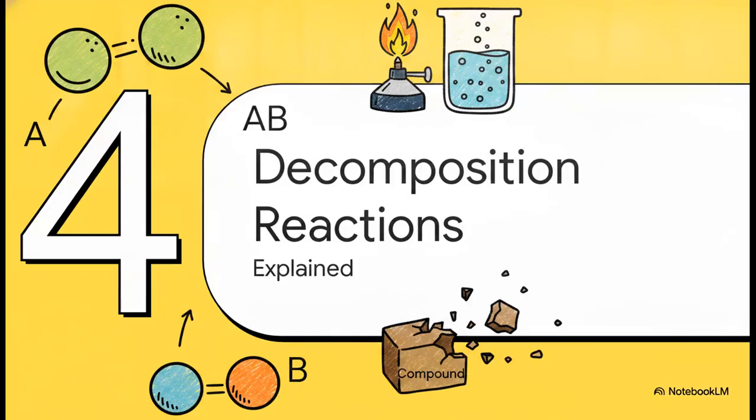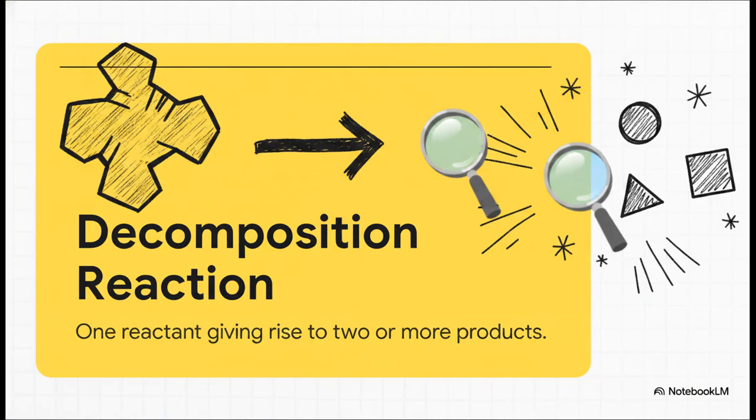And finally, Section 4, Decomposition Reactions Explained. So if combination is bringing things together, what do you think decomposition is? Let's formally define it. A decomposition reaction is the reaction in which there is only one reactant giving rise to 2 or more products. It is the literal breaking down or dividing of a complex substance into simpler parts. Basically, one thing goes in and multiple things come out, the exact opposite of what we just learned.